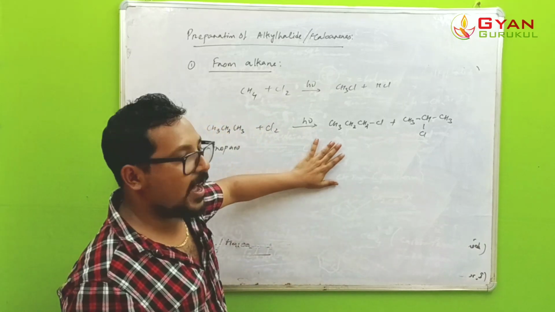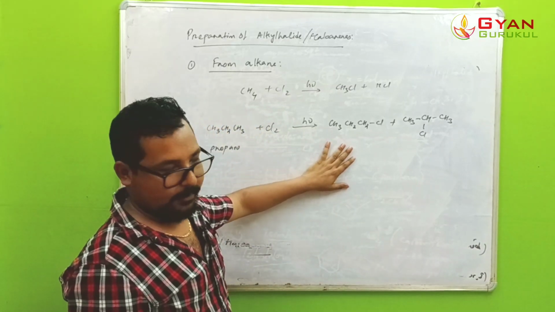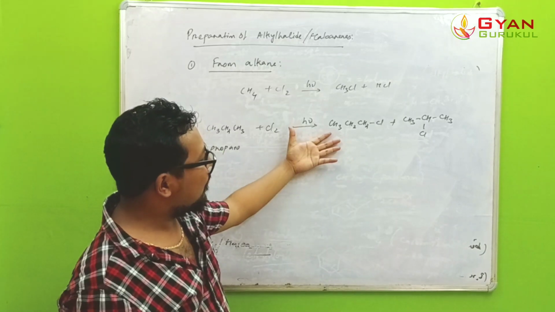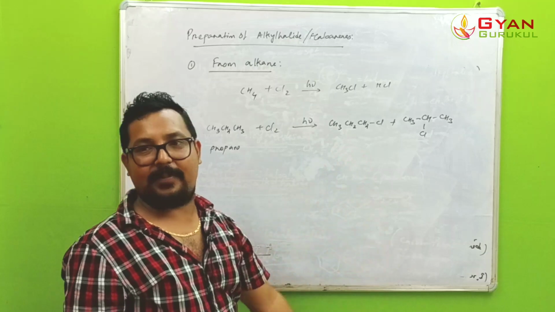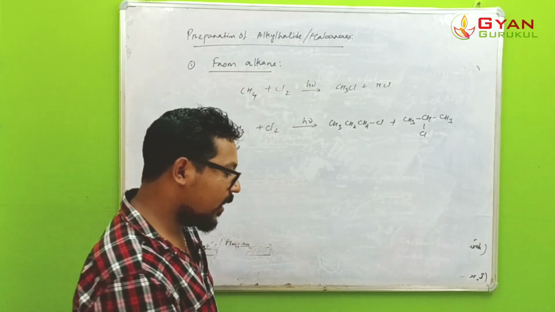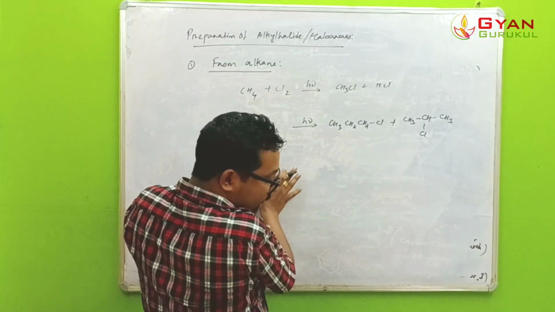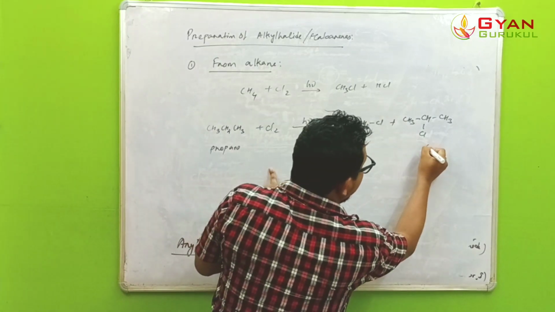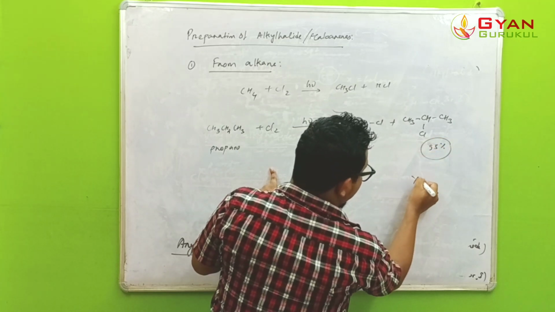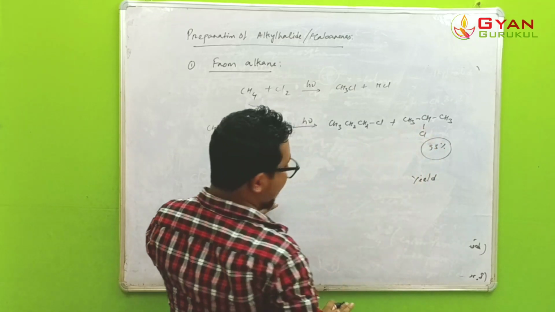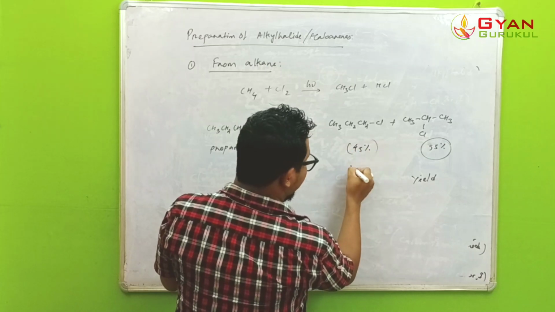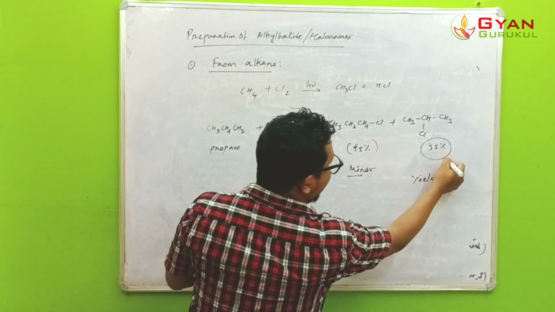But the important thing is that you have to write only the major product. You have to write only the major product in your exam. Major product is your right answer. So in this reaction, which one is the major product? This is the major product because you will get 55% yield, and this one you will get 45%. That means this is the minor product, and this is the major product.